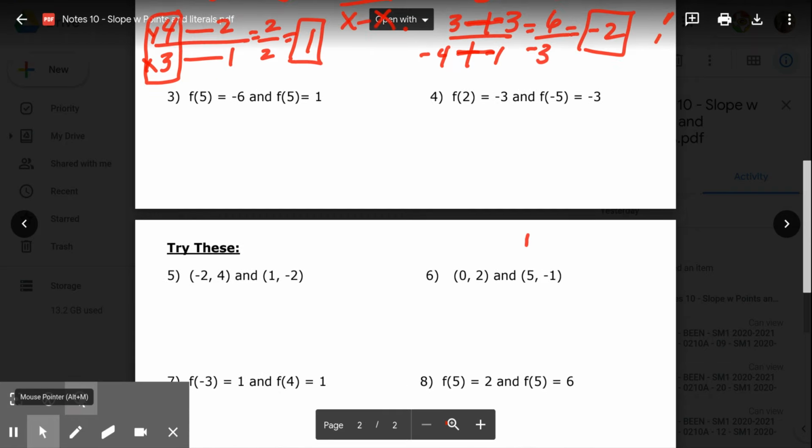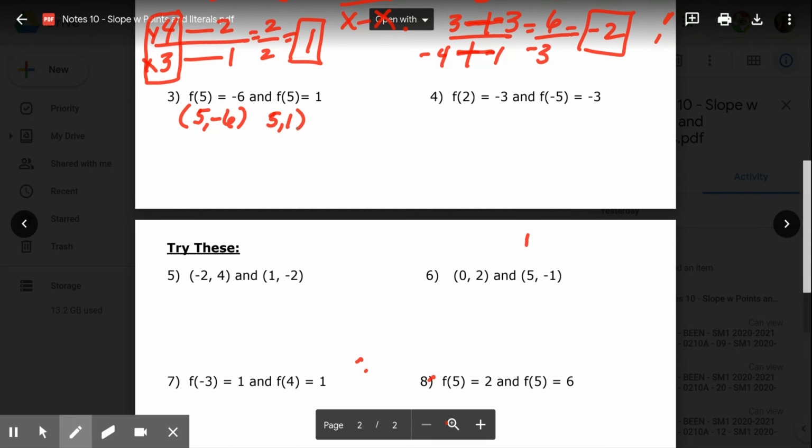All right, let's look at problem 3. Problem 3 looks a little bit different because it has parentheses. Don't let that scare you. F of 5 equals negative 6 just means the ordered pair (5, -6). F of 5 equals 1 just means the ordered pair (5, 1). So you'll do the circle, circle, dash, line, dash: negative 6 minus 1, 5 minus 5.